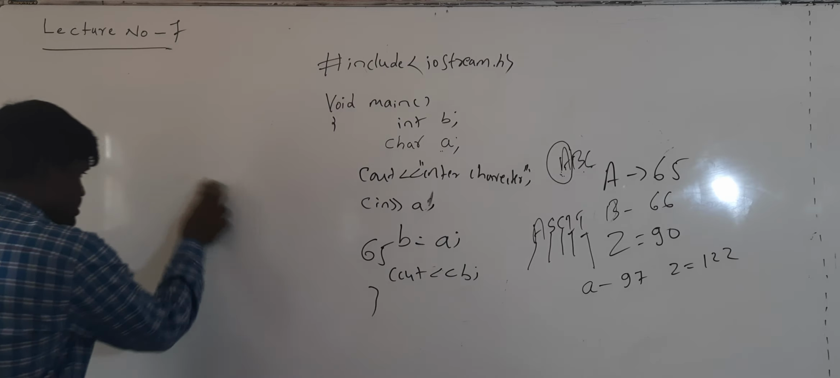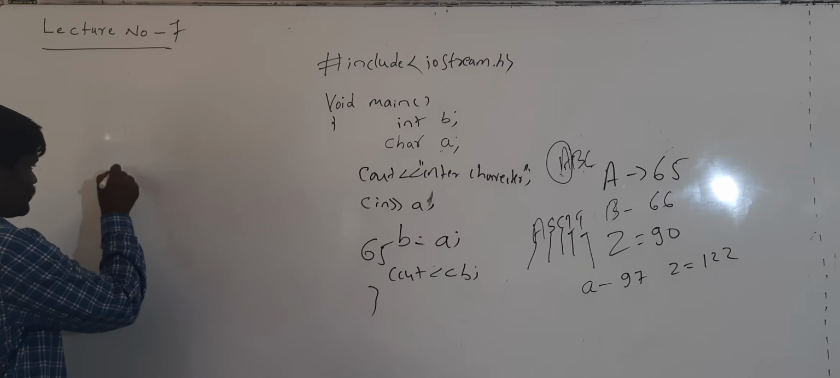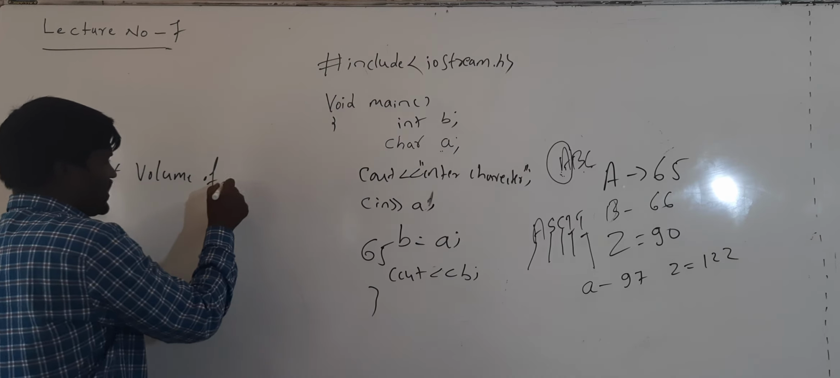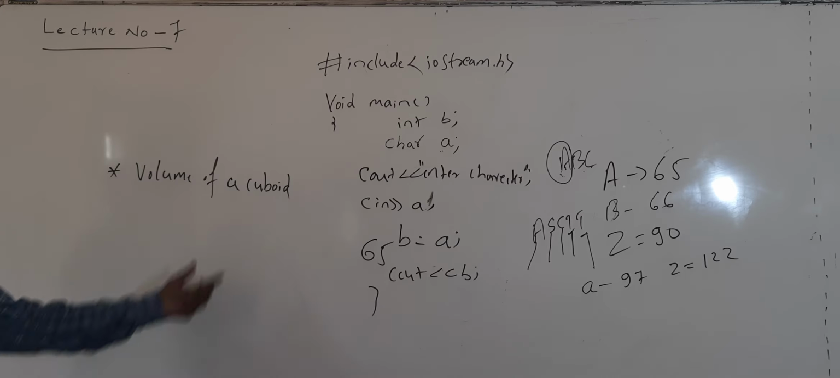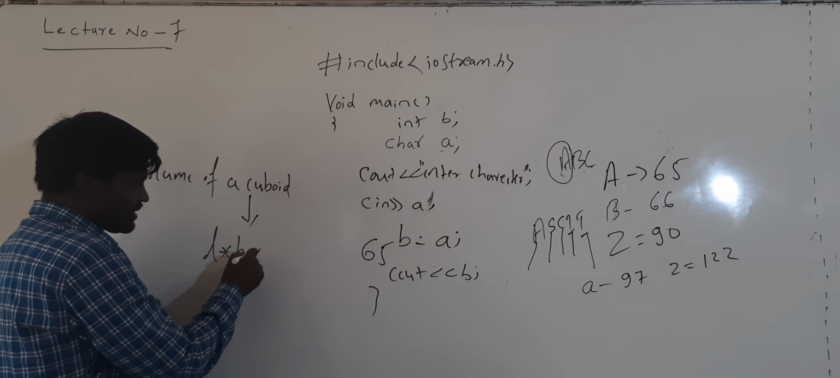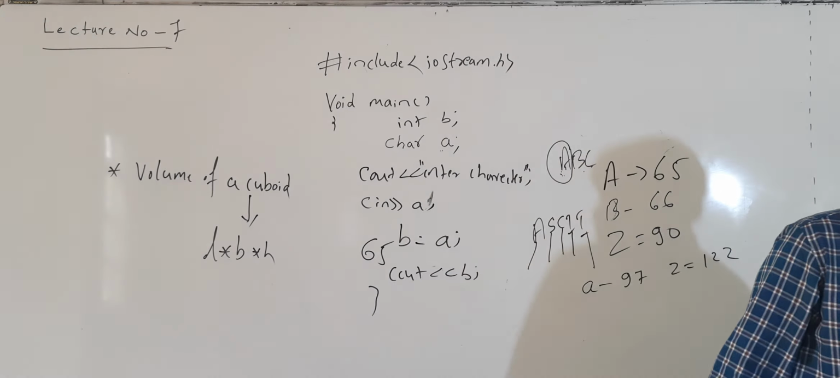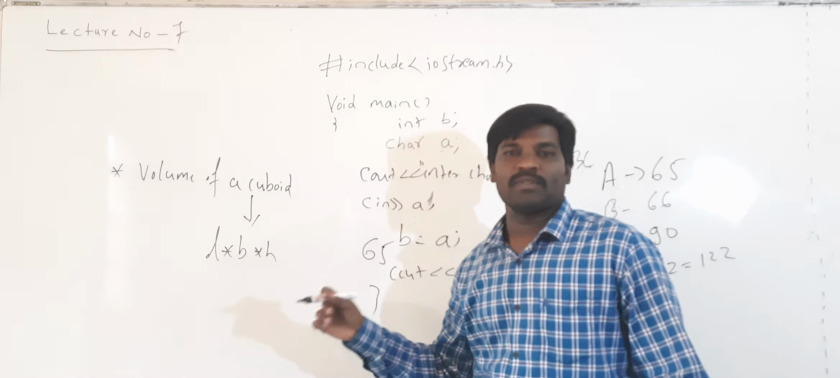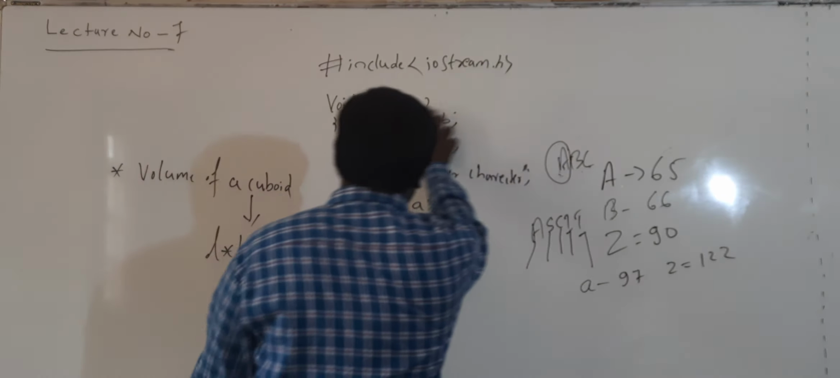Next is the volume of a cuboid. The volume of a cuboid formula is length into breadth into height. So how many inputs are required here? According to the formula, the number of inputs is 3. So I can declare the input values.